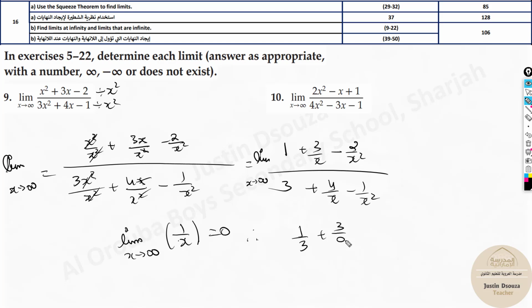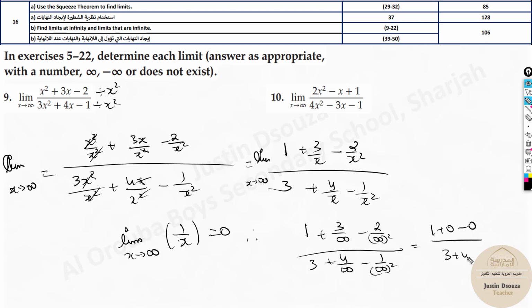It'll be 3 by infinity minus 2 by infinity, the whole square, divided by, sorry, it's 1 over here. I've written 1 by 3 directly. It's 1. Let's write the numerator separately. Plus 4 by infinity minus 1 by infinity, the whole square. That is equal to, this becomes 0. 1 plus 0 minus 0 divided by 3 plus 0 minus 0. It's 1 by 3.